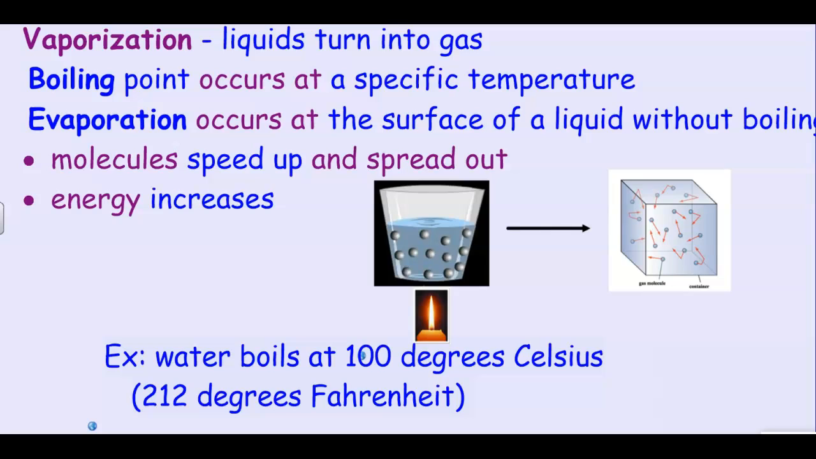Vaporization. As you continue to heat or add energy to a material, the liquids will turn into gas. We call this the boiling point. Boiling points occur at a specific temperature for specific materials. Evaporation can also occur. This is when a liquid turns to a gas at the surface without boiling. In both cases, the molecules are speeding up and spreading out as the energy increases.